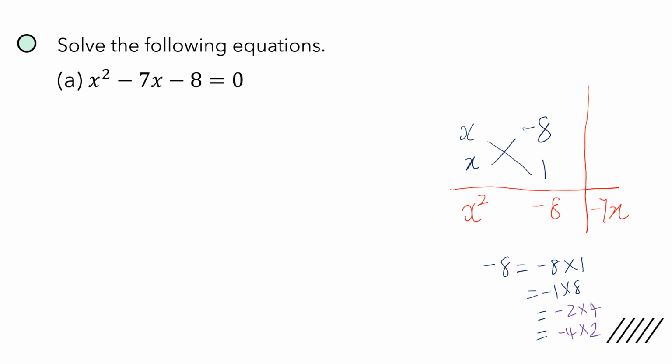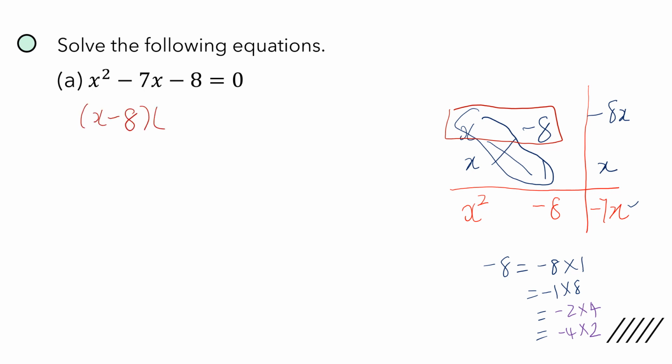If you do a cross here like that, x times negative 8 will give you negative 8x. x times 1 will give you x. So negative 8x plus x will give you negative 7x. So basically the two factors are x minus 8, then the second factor will be x plus 1.